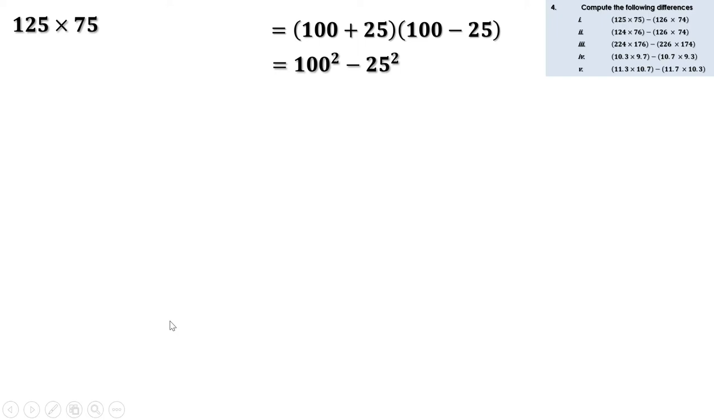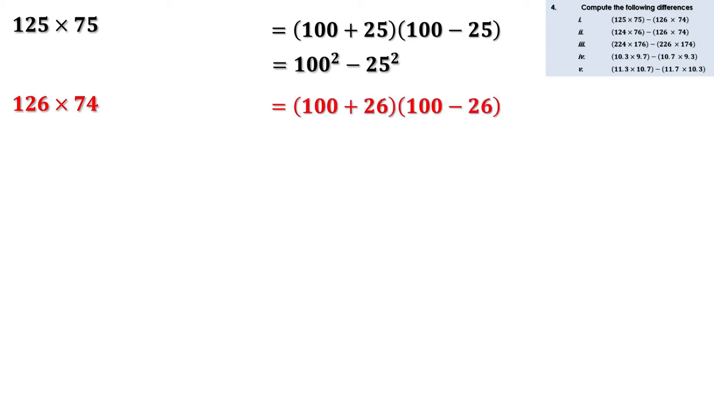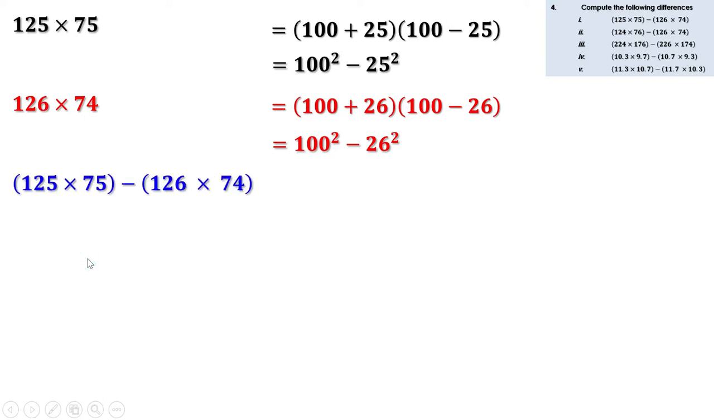Now let us find 126 into 74. 126 is 26 more than 100 and 74 is 26 less than 100. So this can be written as (100 plus 26) into (100 minus 26), and that is equal to 100 square minus 26 square. Now we have to find the difference between them, that is 125 into 75 minus 126 into 74, that is equal to (100 square minus 25 square) minus (100 square minus 26 square).